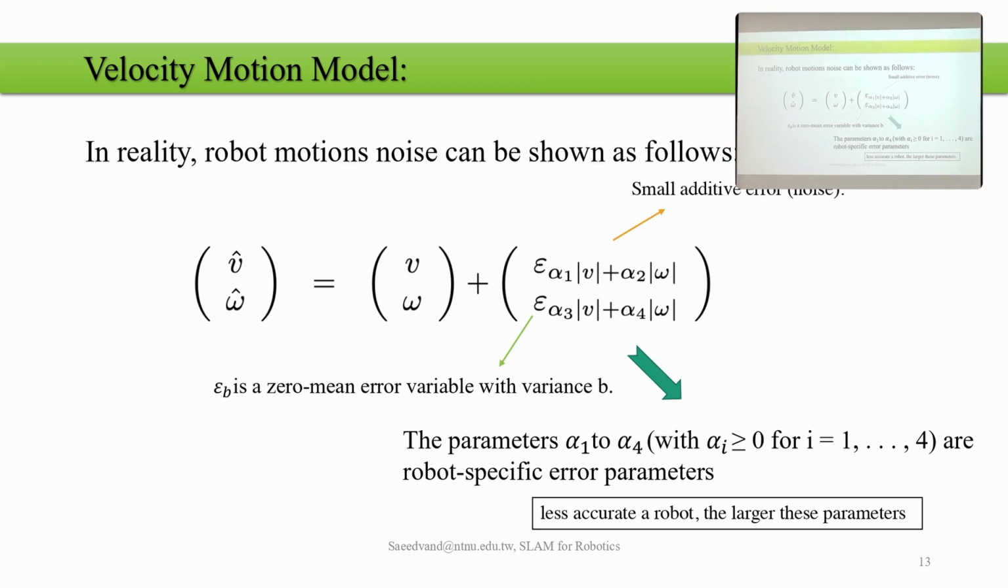So now, what are these parameters? Where can these come from? How can we find out these parameters over here? This V and W is clear.